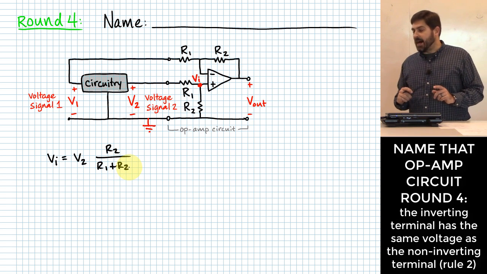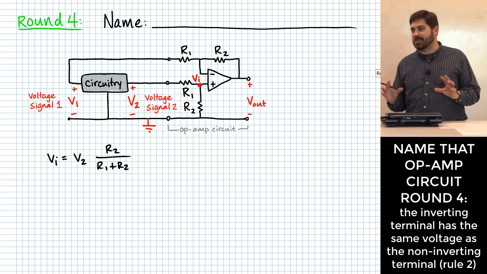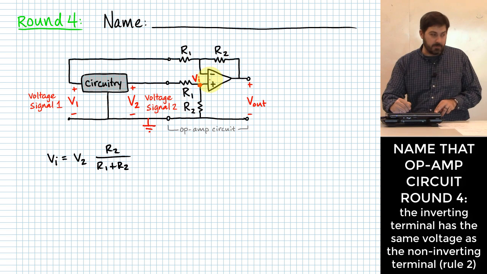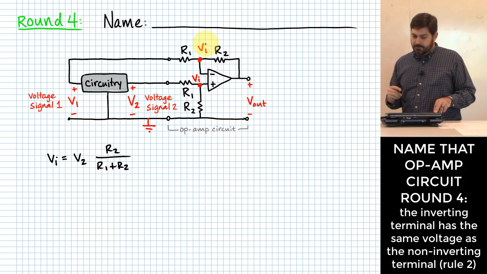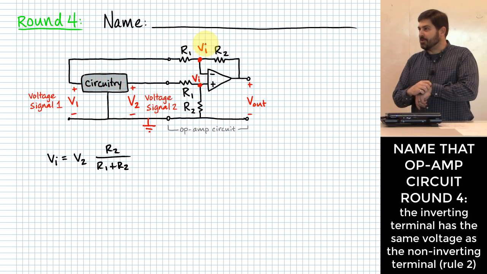Now, where else does VI exist? I've said this several times, but it depends on there being a proper feedback loop, and I will represent to you that this one does have a proper feedback loop that will cause the 2 input terminals to attain the same voltage. So VI is the input voltage on the non-inverting input, which means VI is also the voltage on this node connected to the inverting input. So far, so good?